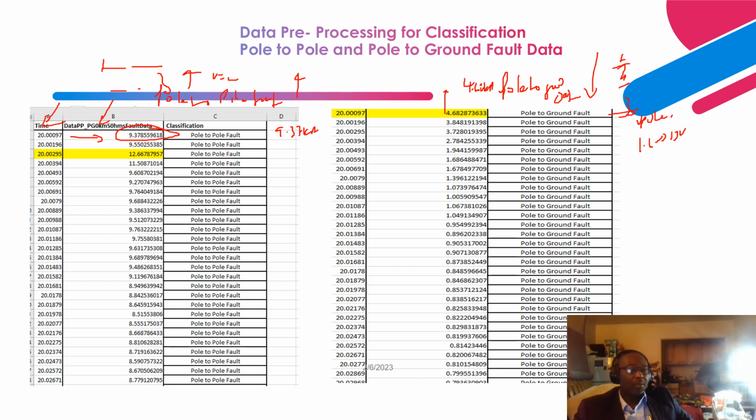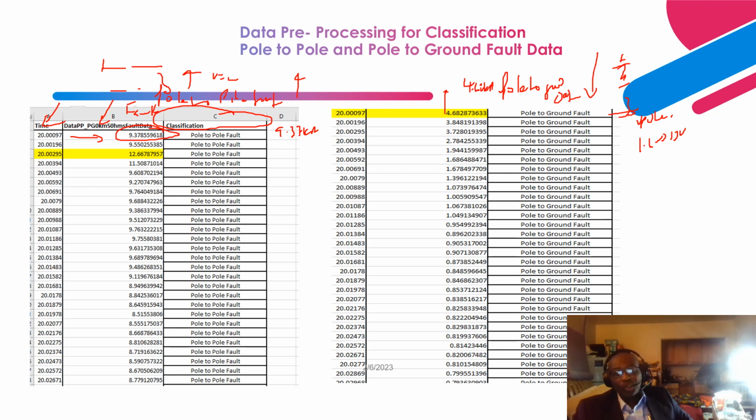These are your variables: time and the fault current. And this is your classification. That is why they call it supervised learning. You are assigning the classification to your data, so you have to manually go through each and assign this classification to your data.